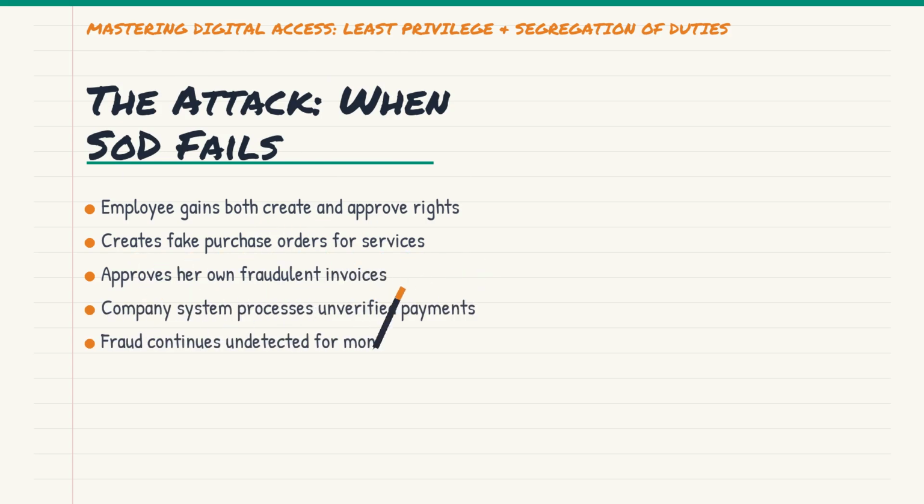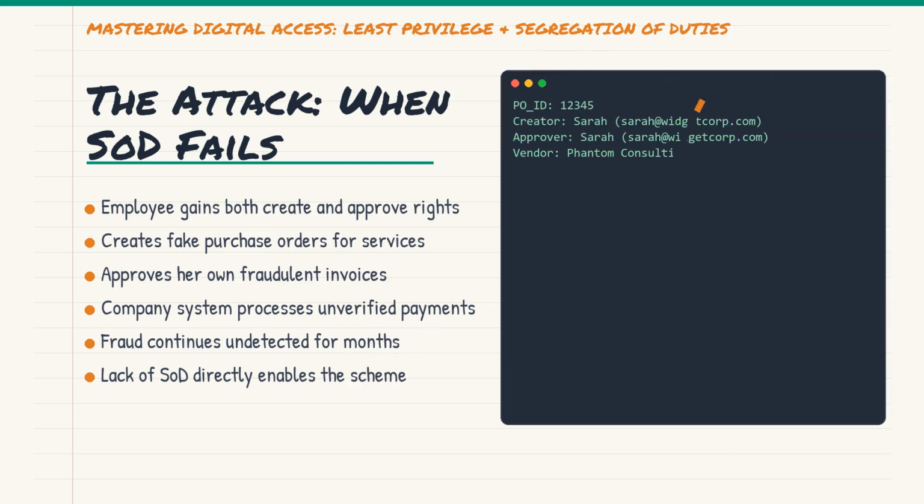She realizes this loophole. She starts creating fake purchase orders for consulting services from a phantom company she secretly owns. She then approves these orders herself, and the company's accounting system processes the payments. Because no second pair of eyes reviewed the approval, the fraudulent payments go through month after month. The vendor, her fake company, gets paid, and Sarah pockets the money. Without SOD, the system silently facilitates the fraud, leaving no immediate red flags for detection.